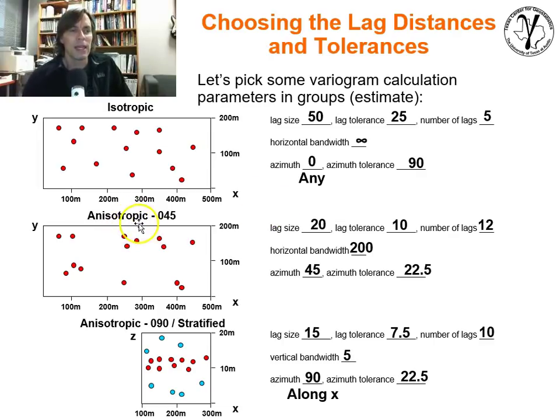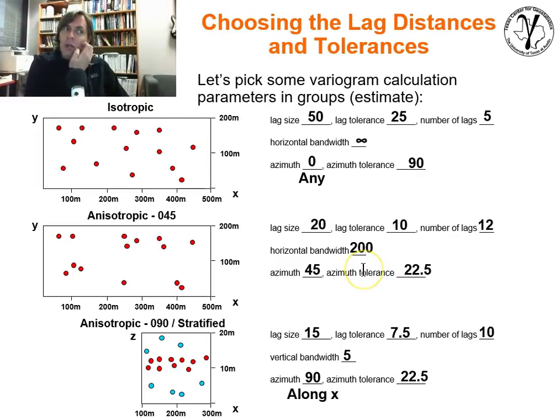So what about the anisotropic case where we want 45-degree direction? So imagine a 45-degree direction going like that. The data is clustered now, so the minimum data spacing is going to be maybe about 20 meters, our lag tolerance about 10 meters. Number of lags, well, we still have about 250 meters of data in the longest direction, the greatest extent, and so we can work up to about 250. Well, 20 meters for lag, 12 of those, 240. So that's pretty close, so we could do that.